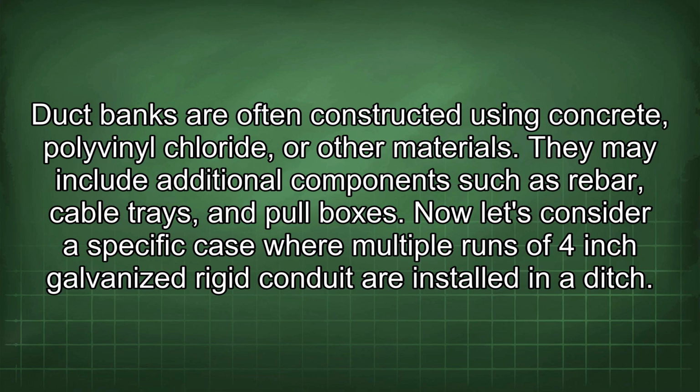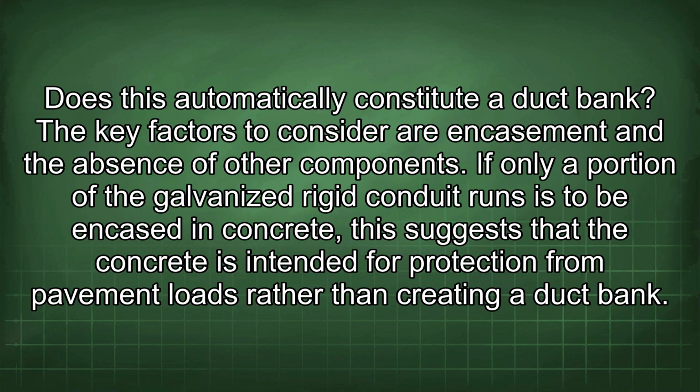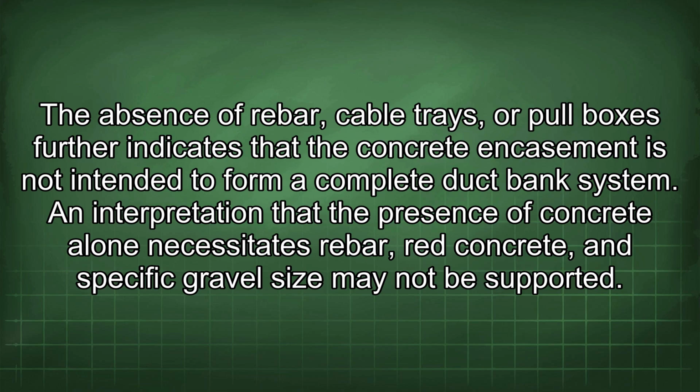Now let's consider a specific case where multiple runs of 4-inch galvanized rigid conduit are installed in a ditch. Does this automatically constitute a duct bank? The key factors to consider are encasement and the absence of other components. If only a portion of the galvanized rigid conduit runs is to be encased in concrete, this suggests that the concrete is intended for protection from pavement loads rather than creating a duct bank. The absence of rebar, cable trays, or pull boxes further indicates that the concrete encasement is not intended to form a complete duct bank system.